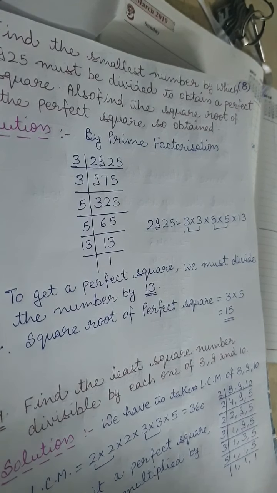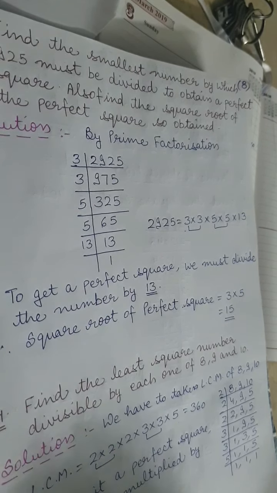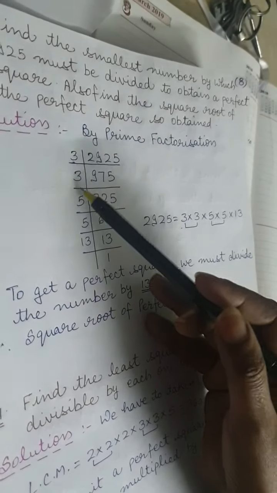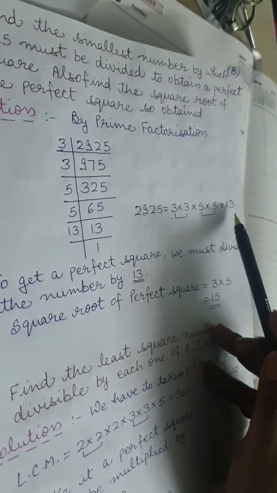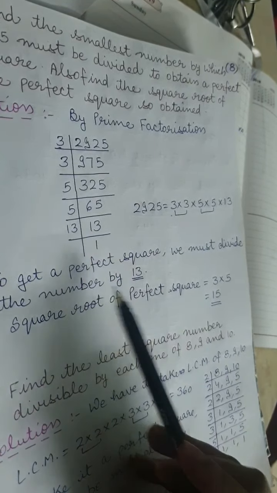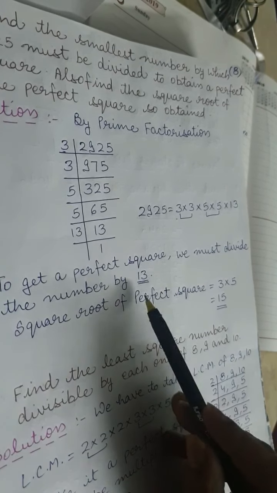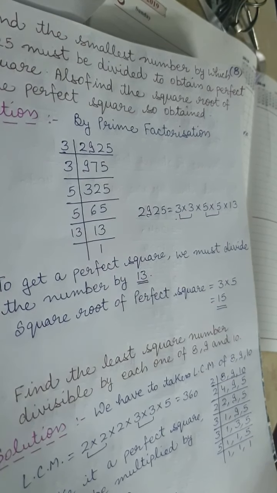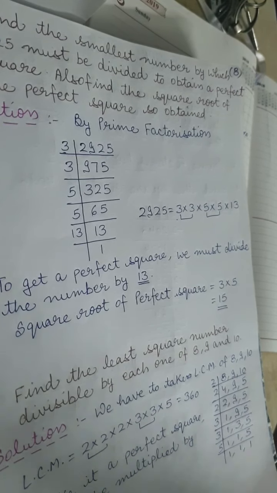3 और 5 के pairs तो form हो रहे हैं, लेकिन 13 का pair form नहीं हो रहा. Have you got it? 3 और 5 के pairs तो यहाँ पे देखो form हो गए हैं, but not of 13. So by what number should it be divided? It should be divided by 13. हम किससे divide करेंगे? 13 से divide करेंगे.